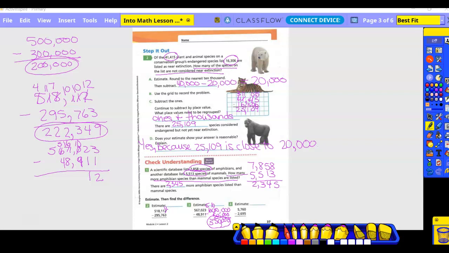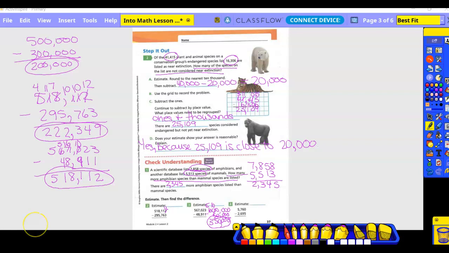Okay. So 10 minus 9 is 1. 16 minus 8 is 8. 5 minus 4 is 1. And bring down my 5. So I get 518,112. Is that close to 550,000? Yeah, when you're getting up there with that big a number.